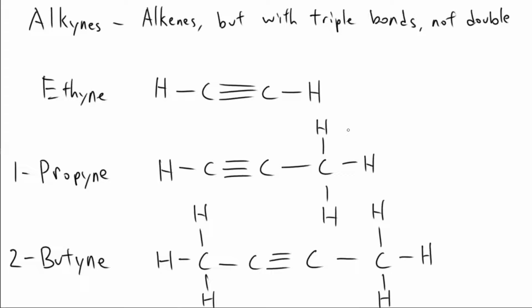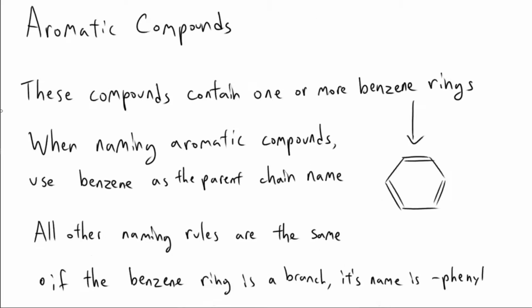Next are alkynes. They're like alkenes, but with triple bonds, not double. So this is what ethyne looks like. You see there's a triple bond. Propyne, triple bond, butyne, triple bond.